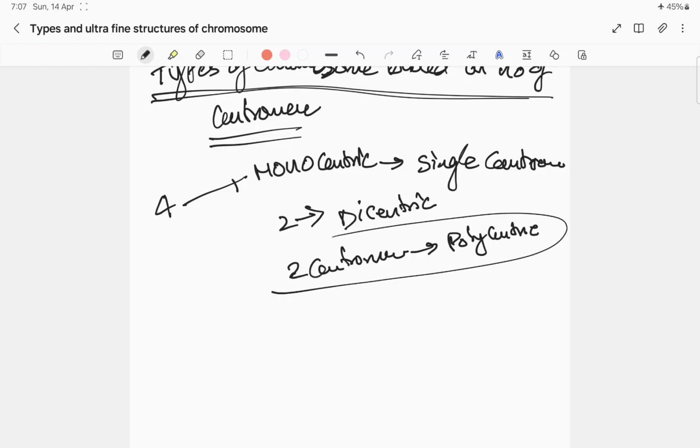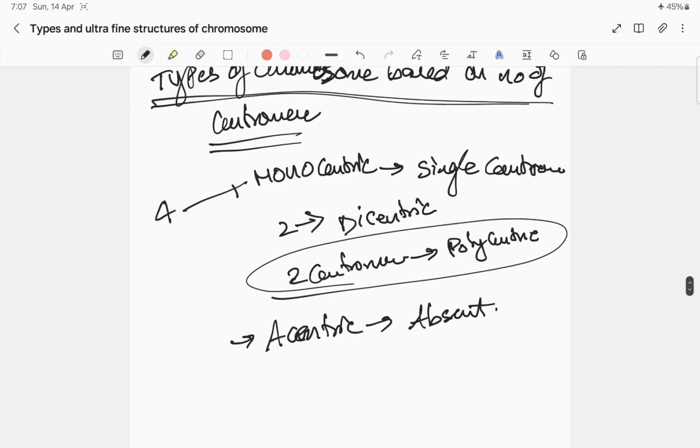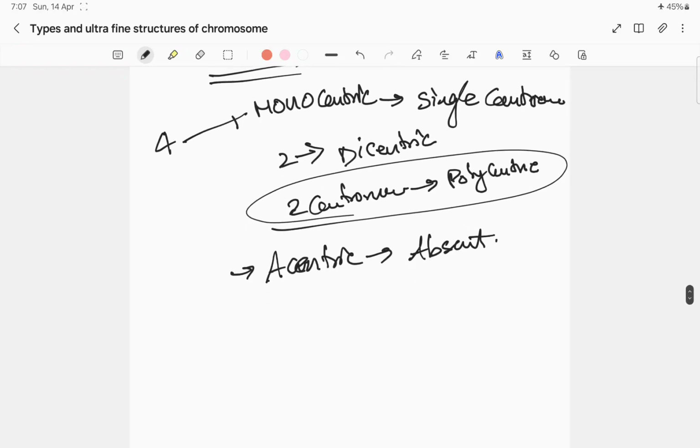Usually we can't observe many polycentric chromosomes. And the next one is eccentric. Eccentric, as the name states, means the centromere is absent. These are the four types based on the number of centromeres.